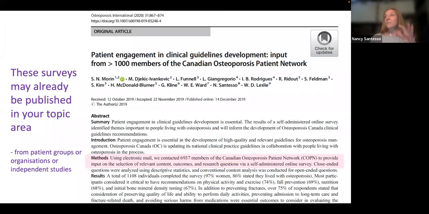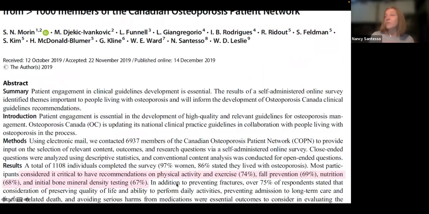And so you could imagine if someone else is doing an osteoporosis guideline, they could look for these types of surveys that have been published. What this survey told us was that people prioritized wanting to know about physical activity and exercise. They wanted to know how to prevent falls, not just how to deal with it once they had a fall. They wanted to know about nutrition and also about how you might test for osteoporosis. So this type of research, if it's available, can certainly provide some information about what you as a group might prioritize later.